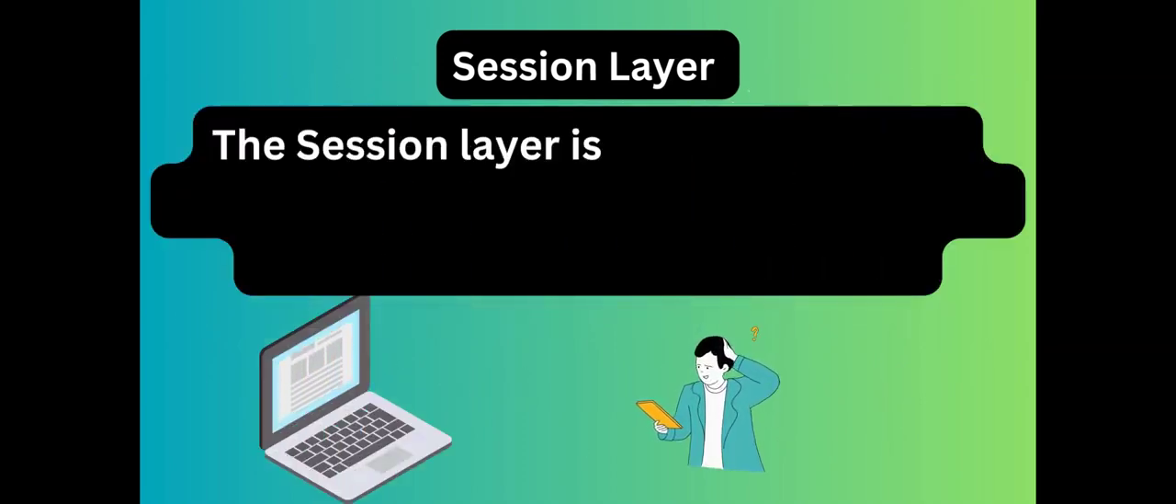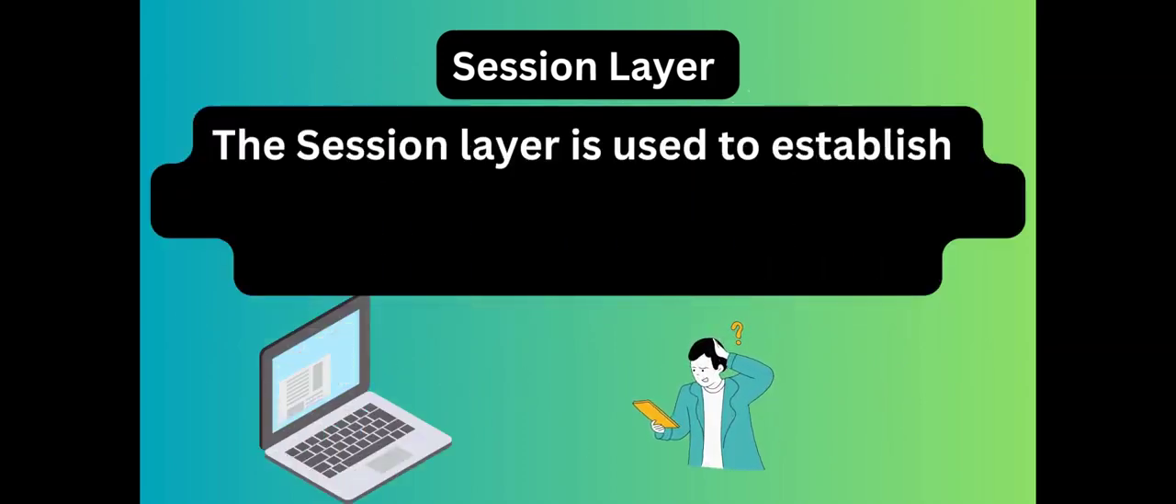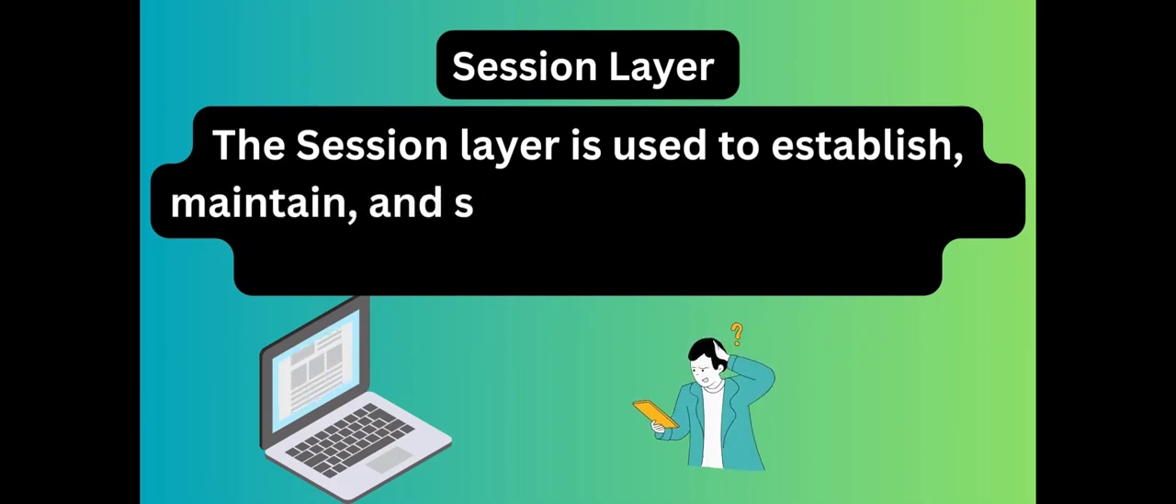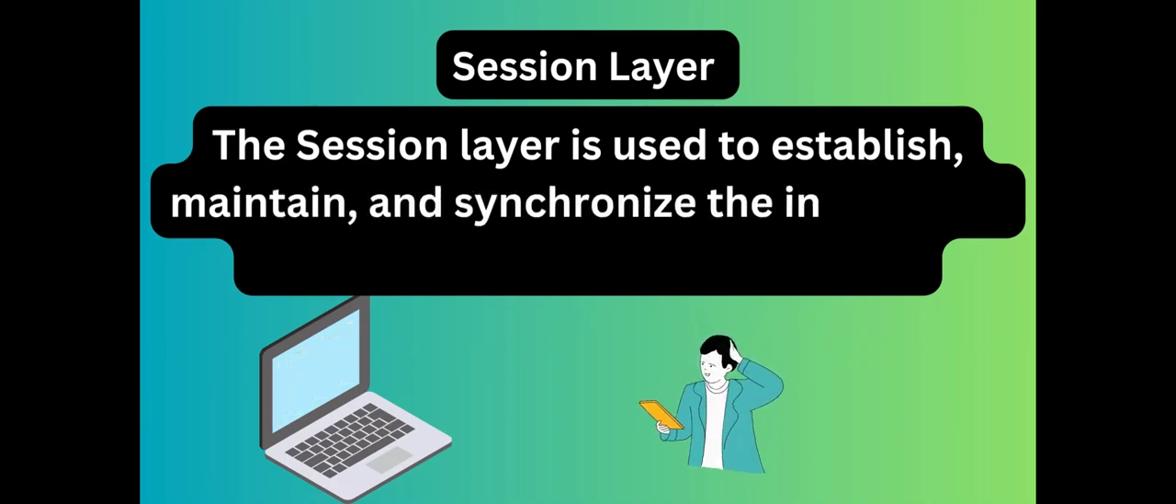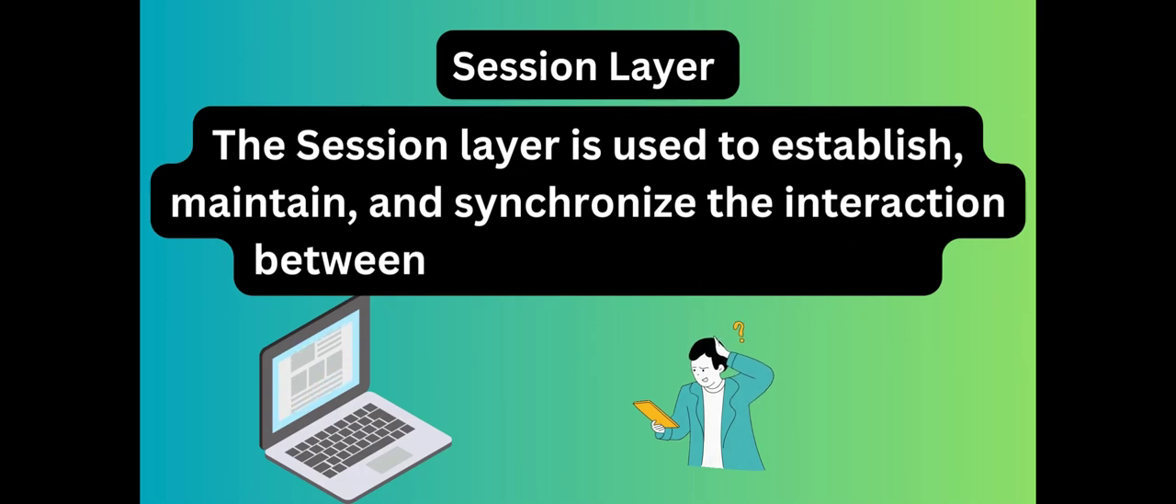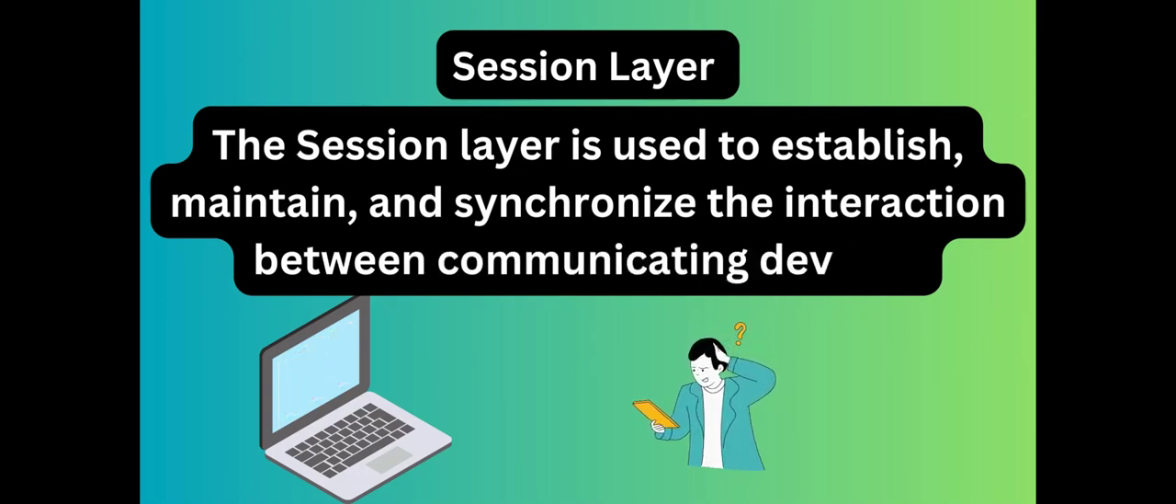Let's take an example. If we open internet banking and we are not using the page for some time, the session will automatically expire at a certain time. Dialog control. The session layer allows communication between two processes which can be either half duplex or full duplex.